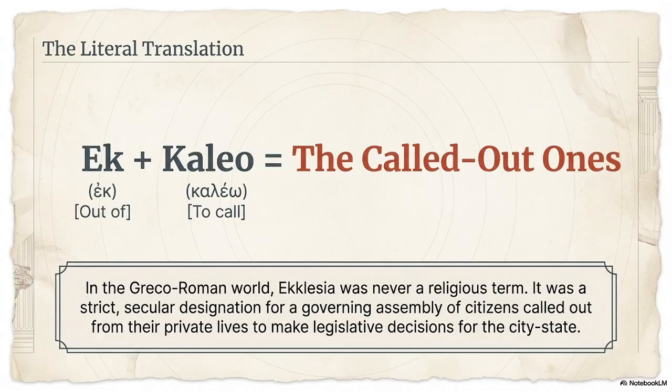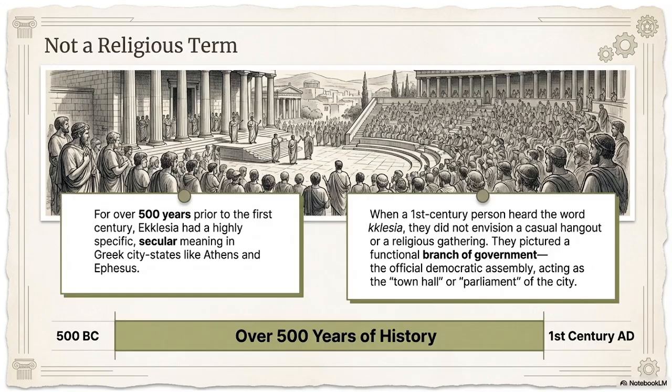See, here's where it gets really interesting to me. Because called out sounds incredibly spiritual to a modern ear. Right, it sounds very religious. Yeah. Was this a religious gathering? Like a wholly specialized group pulled away from the secular world? Not at all. And this is where we have to aggressively correct our modern assumptions. Ekklesia was a strict secular designation. Wait, really? Strictly secular? Yes.